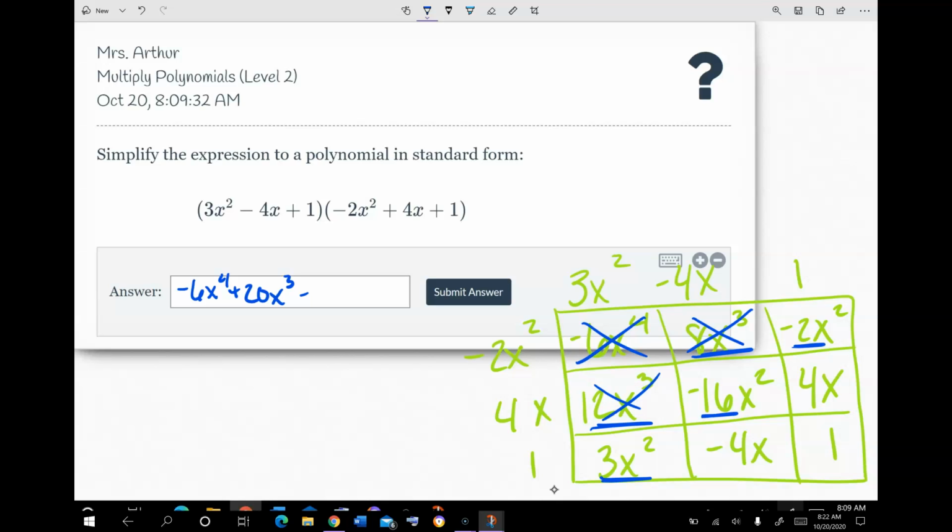All right, and then look here, negative 4x and a positive 4x, they're opposites, so they cancel each other out. So there is no linear term. And then it's just plus 1. And that would be your answer, okay?